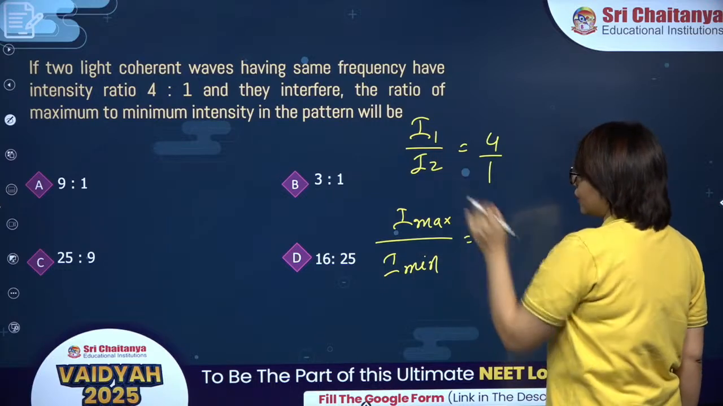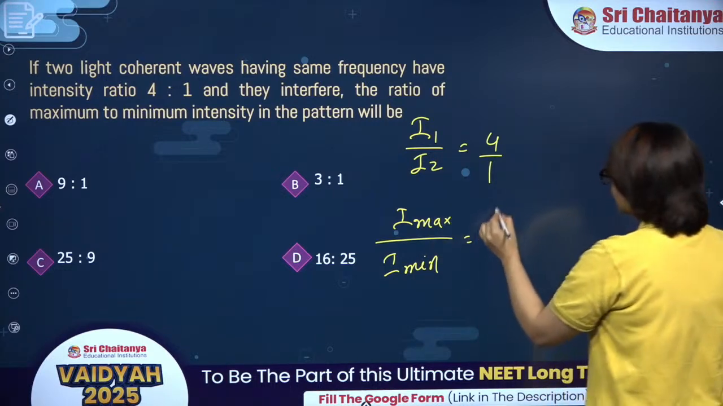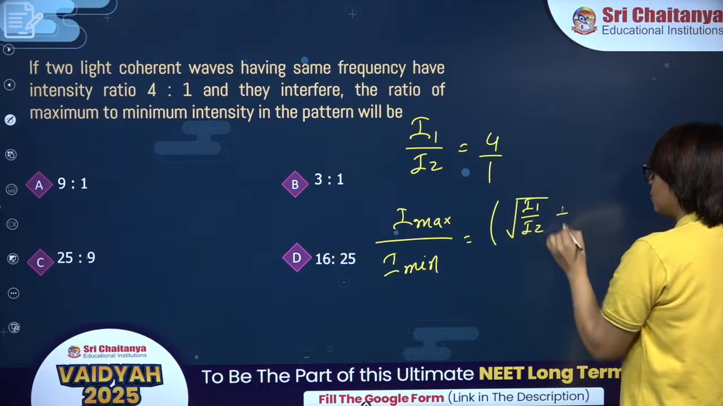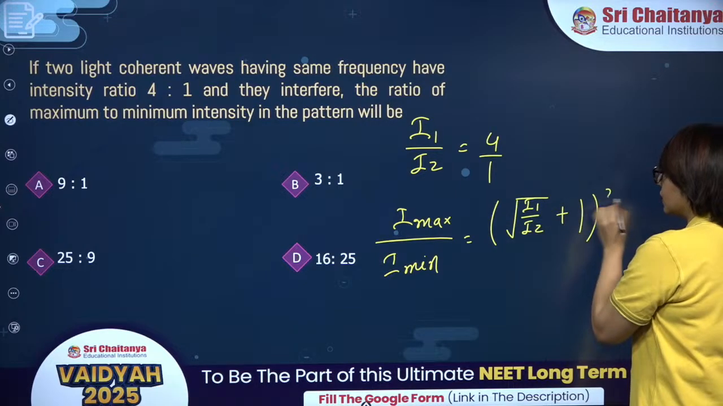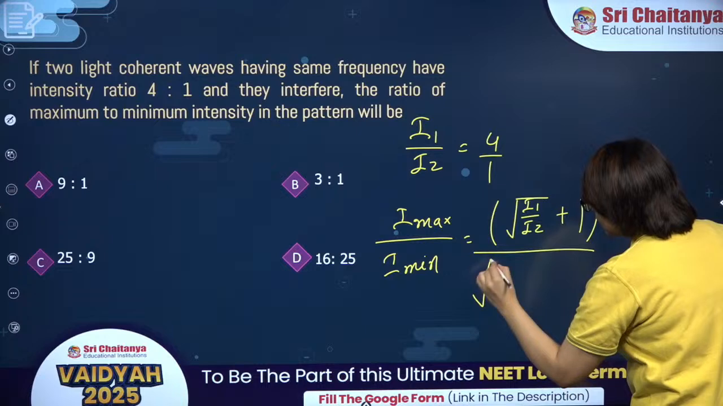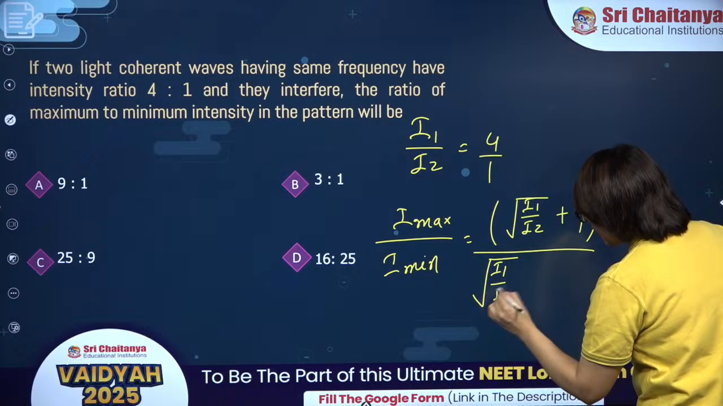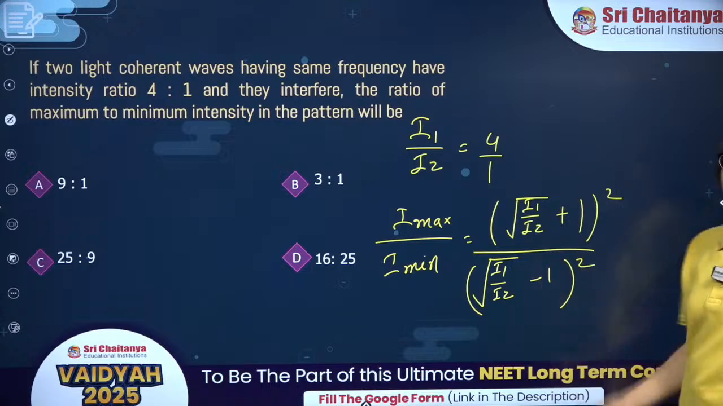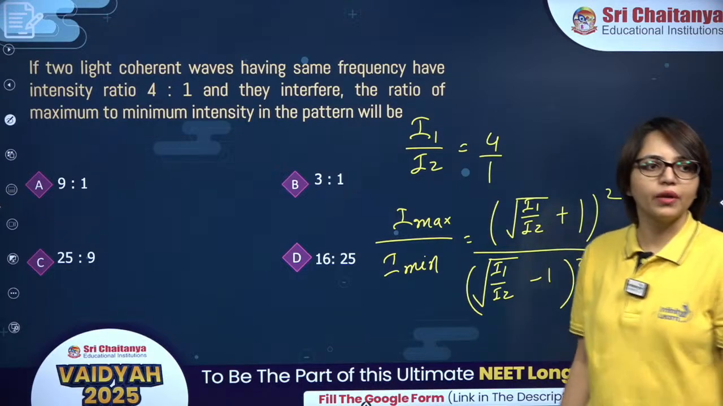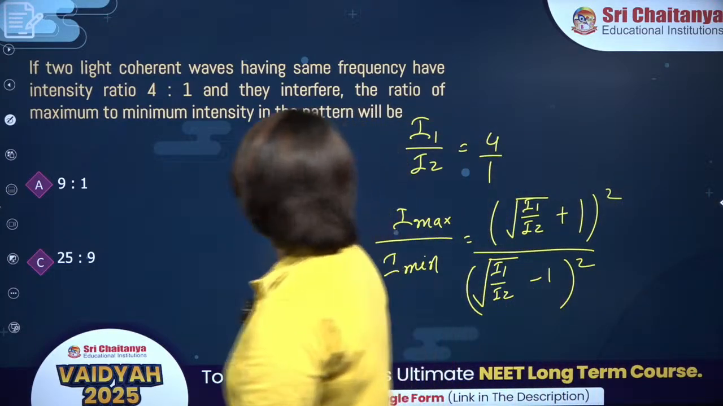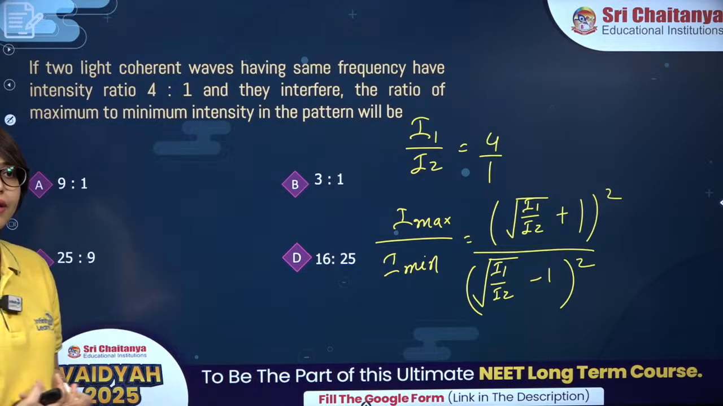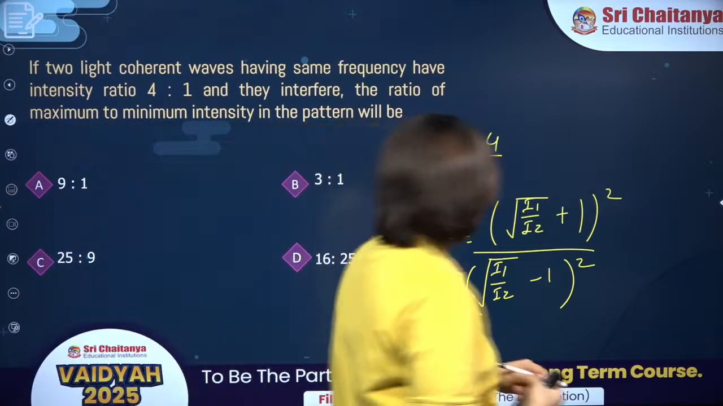So if I1 upon I2 ratio is given, you can use this one as shortcut. It is under root of I1 divided by I2 plus 1 whole square divided by under root of I1 by I2 minus 1 whole square. This is the ratio that you can use as a shortcut over here. Well done guys, well done. Good job everyone. Let's try this one. Option D we have. Alright.